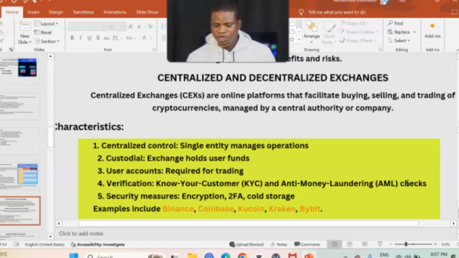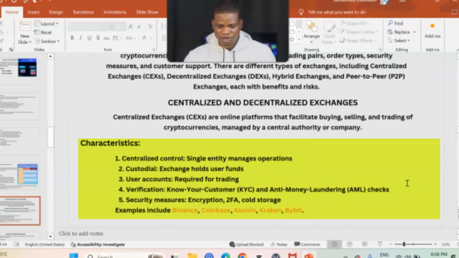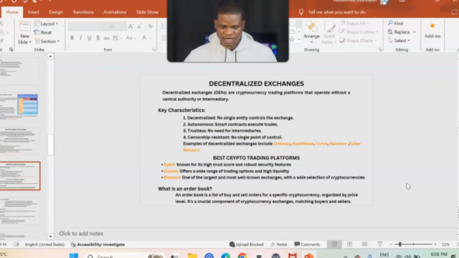And also security measures. They have encryption, they have 2FA, they have different code to be able to secure your wallet, and they have a cold storage. So examples include Binance, Coinbase, KuCoin, Kraken, and all those exchanges.